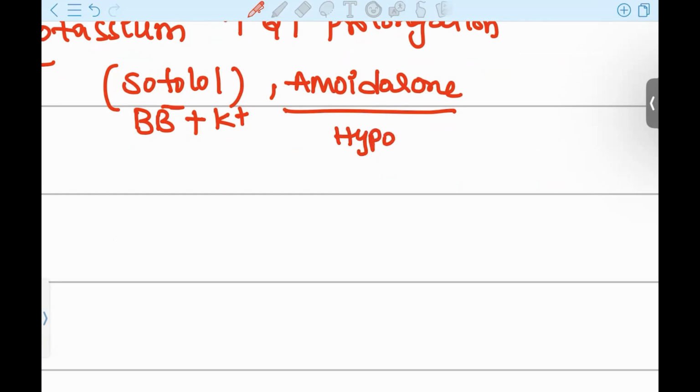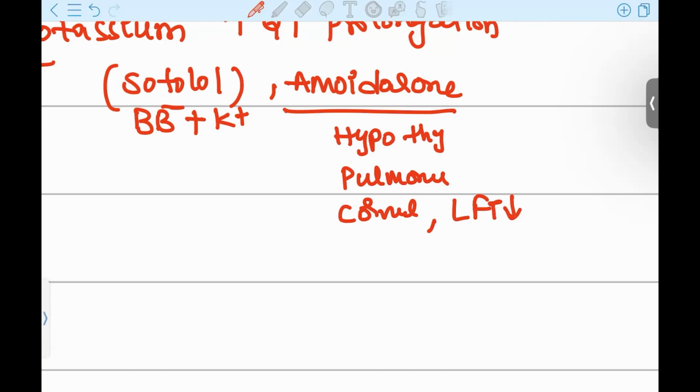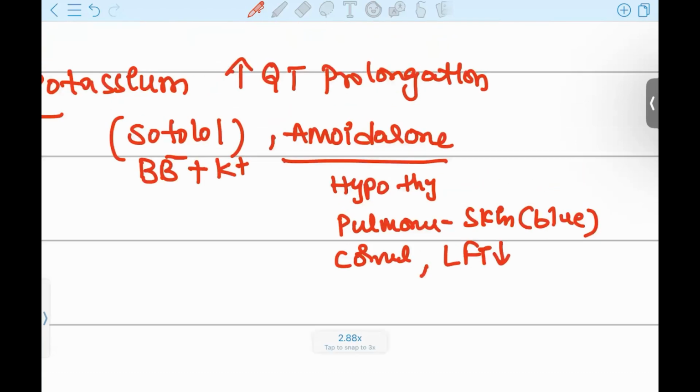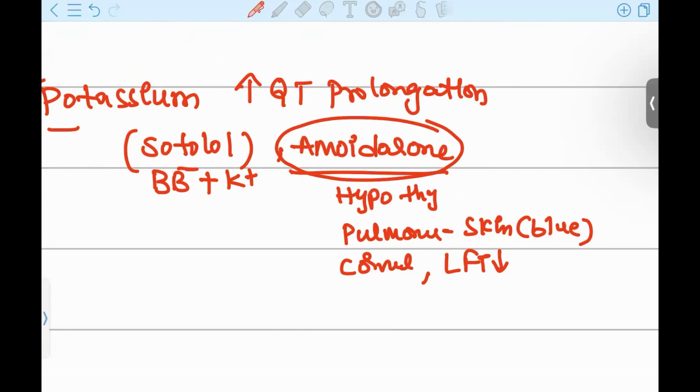Hypothyroidism will be seen in this patient. Pulmonary fibrosis is seen in this patient. Corneal deposits are seen with this patient. Liver function tests will be deranged, and the patient will also have skin discoloration, especially blue skin. Okay, these can be seen with these patients. So this is what happens with the amiodarone drug. Amiodarone drug side effects.